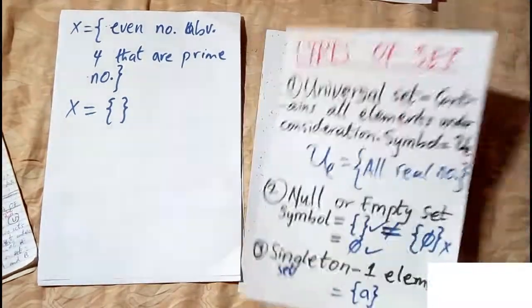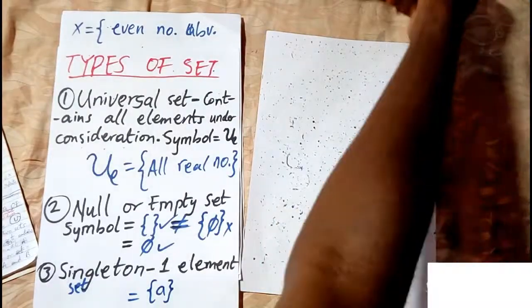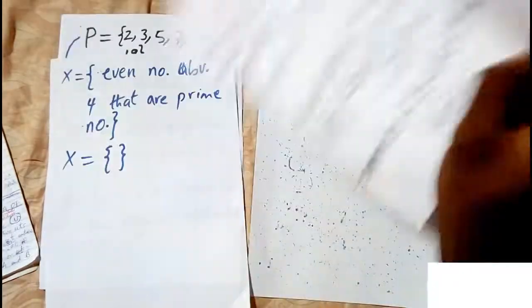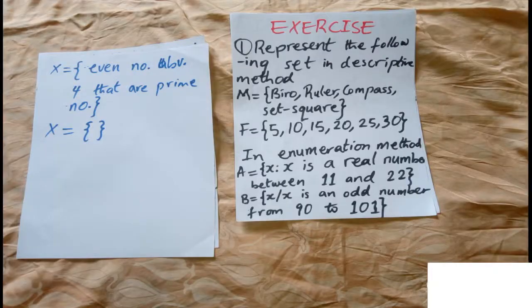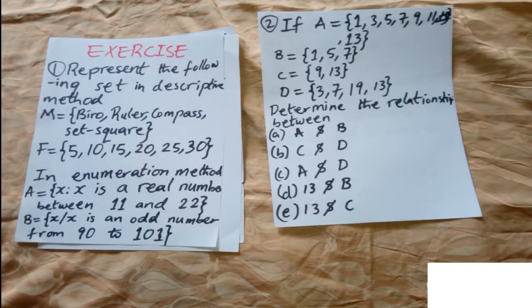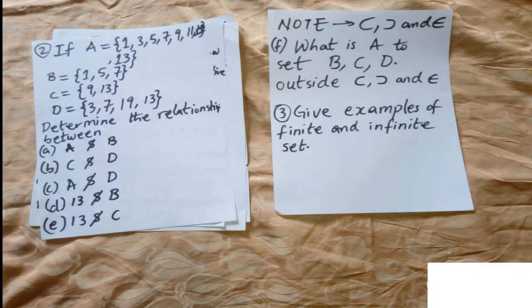Today we've considered a series of topics. By next class we'll look at algebra of sets, intersection of sets, union of sets, complements, and the rest. See you next class, and make sure you do these exercises just for revision of what we did today. Thank you.